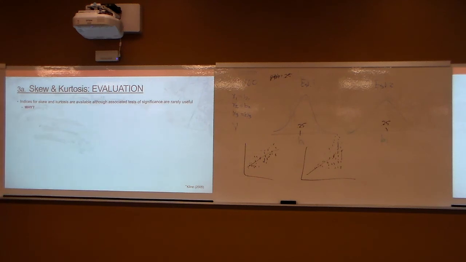I would argue that those are rarely useful. Why am I arguing that testing for significant skew or kurtosis is rarely useful? Because it depends on what kind of design you have. As your N increases, it's bound to happen that you get a wider range of people, and so I start to get people dragged out to the tails.